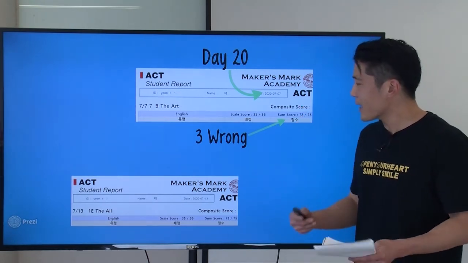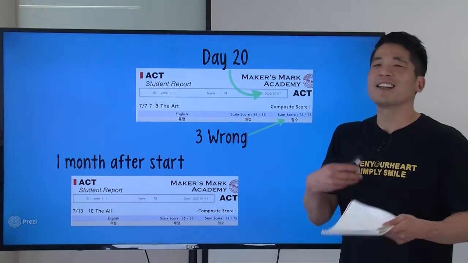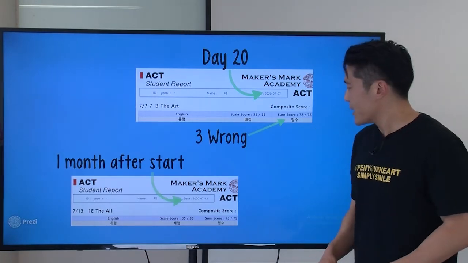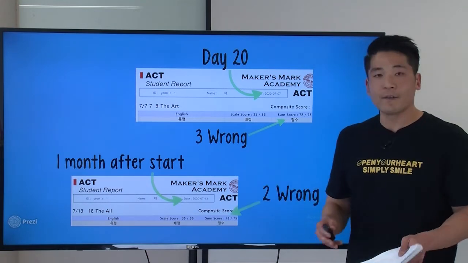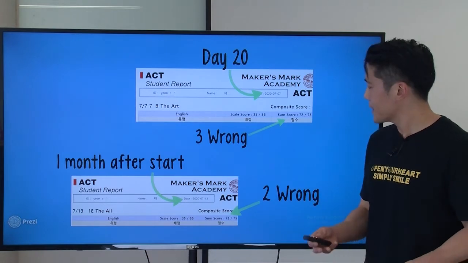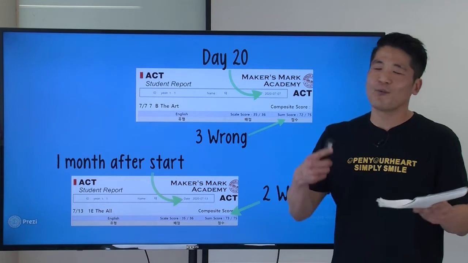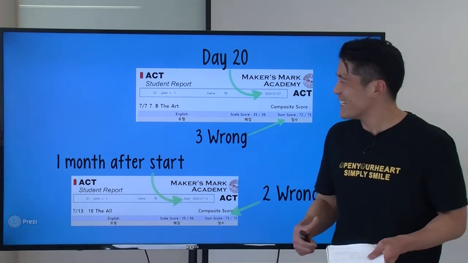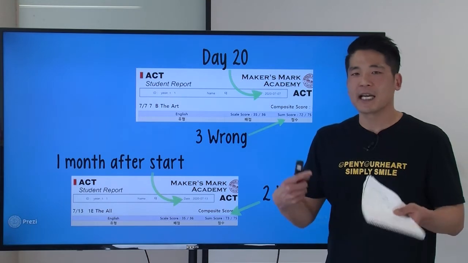Of course, the scores would kind of go up and down a little bit. But after about a month of starting the ACT class, his scores were very, very consistent. He was consistently getting fewer than 5 questions wrong on this test. And this is just one example of one student, but I've seen this kind of transformation and change take place time and time again.